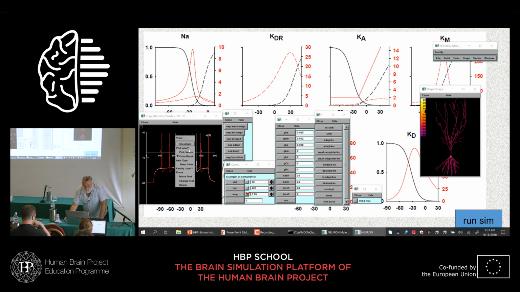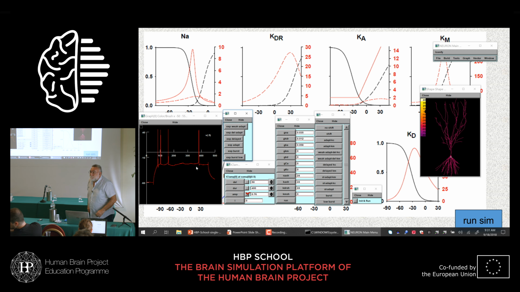Let's see what happens in the adapting case. No, let's forget about the delay. The adapting, okay? So now you see that the interspike interval is not constant anymore. It is increasing with time, okay? And since it is increasing with time, it means that during the simulation, something is changing. Something is not going back to the original state, okay?